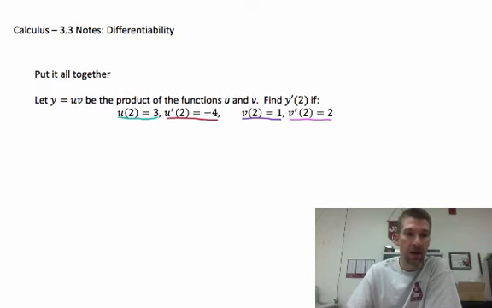Well, how do you find the derivative of two things multiplying together? So if I want to know what y prime is, then I'm going to look at u times v prime plus v times u prime. And we've been told all of that information. So I'm going to look at u.